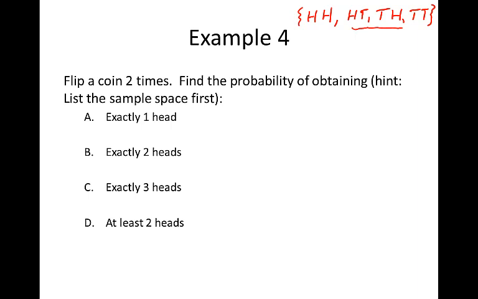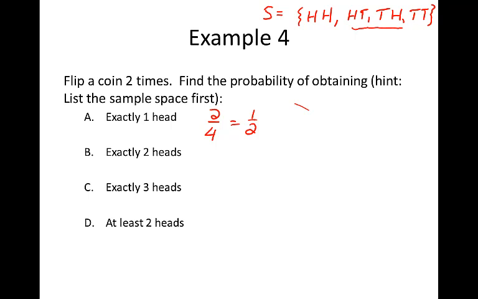Okay, so exactly 1 head. So how many of our outcomes have exactly 1 head? We'll call this sample space S here. We have 2. So our probability is going to be 2 divided by the total number in my sample space, which is 4. So we get 1/2. So again, what this means is that in the long run, if we flip a coin 2 times, and then we do that 1,000 times, half of those two flips are going to contain exactly 1 head.